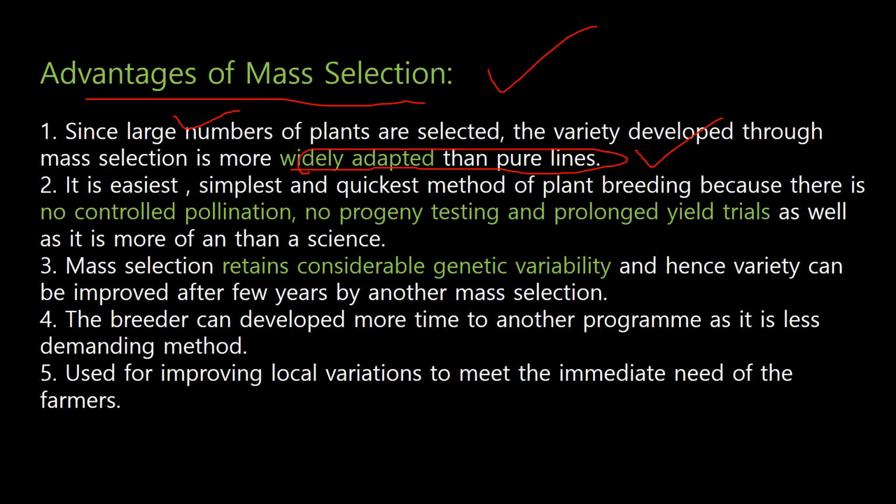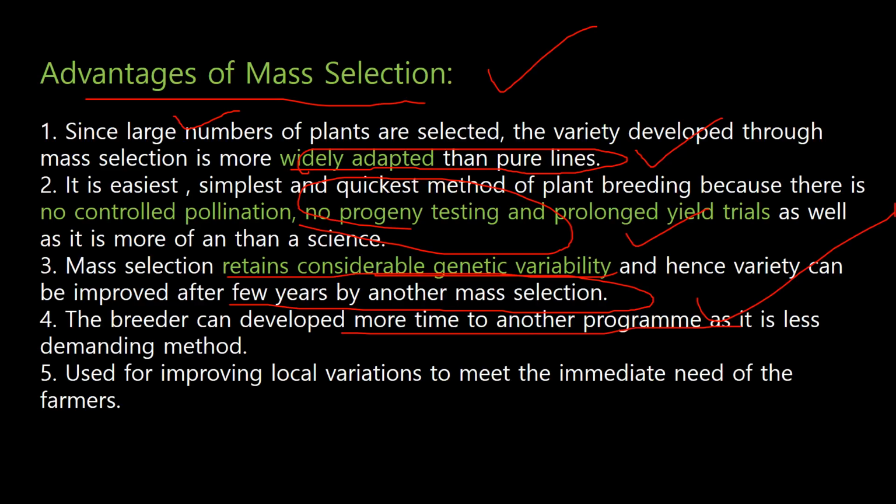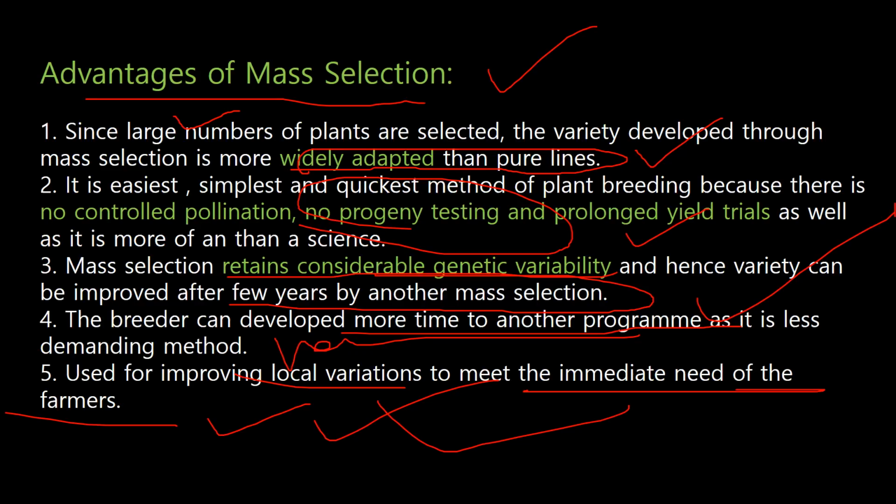It is also an easier, simpler and quicker method of plant breeding because there is no controlled pollination and no progeny testing, and you don't need to wait 9 or 10 years as in pure line selection. It also retains considerable genetic variability, so the variety can be improved after a few years by another mass selection, and the breeder can devote time to another program. It is very less time consuming. And the fifth point is that, to meet the immediate demand of farmers, you can improve local varieties by mass selection.